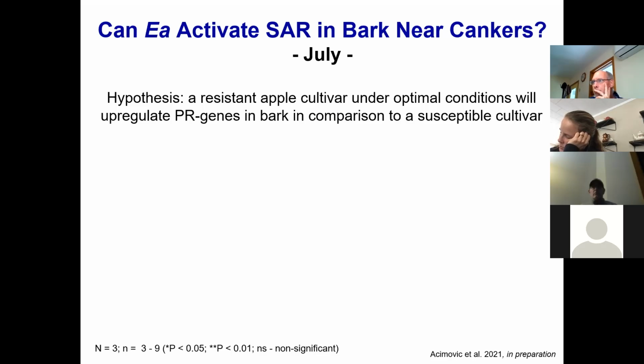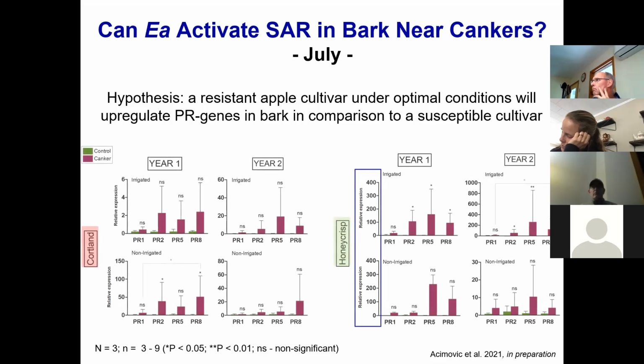And the rationale behind this experiment would be that if this is true, then we would be able to time properly different chemicals that activate systemic acquired resistance in the plant so that we can prevent formation of cankers. And what you see here in this cartoon graph is the 4 graphs on the left side, which is a gene expression of 4 different PR genes in Cortland, and 4 graphs on the right in Honeycrisp.